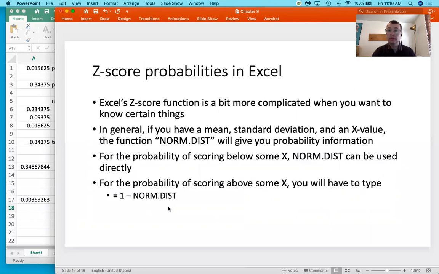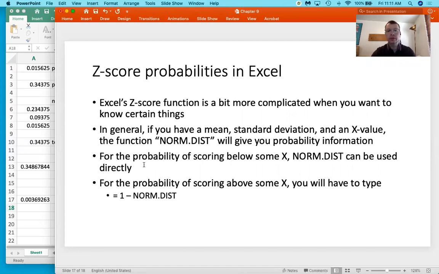Okay, so the function in Excel is the norm dist function. The default for this function is to give you the percentile, for any variable for which you have either a z-score or the actual value. We don't even have to make it into a z-score. You can just supply the parameters of the distribution, and I'll show you what that means in a minute.